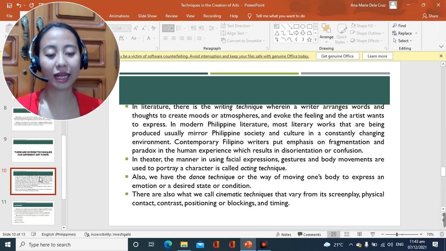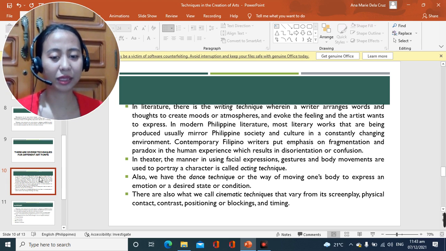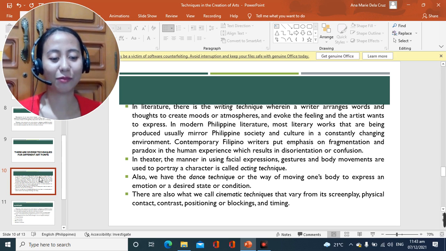Also, we have the dance technique. Yung kanina, sinabit ko picture kanina, gumamit sila ng different dance technique, or the way of moving one's body to express an emotion or desired state or condition. Hip-hop, may iba't ibang mga sayaw. Ano ba yung, I forgot kung anong tawag, pagsasayaw ng parang mag-partner, halimbawa yung El Gama Pinumbra, diba? May gumamit sila ng dance technique doon. Gumagamit sila ng mga shadows.